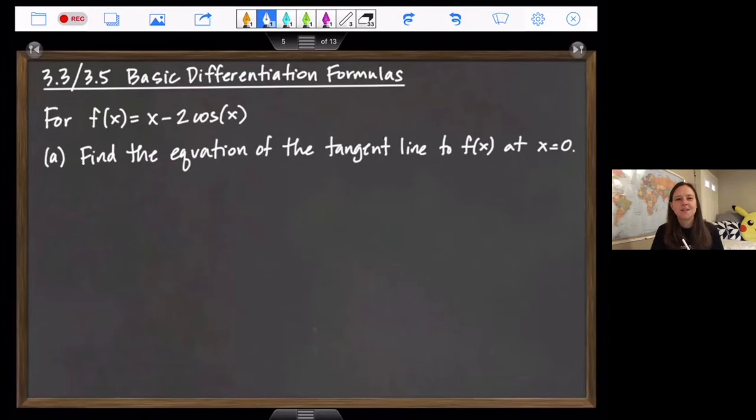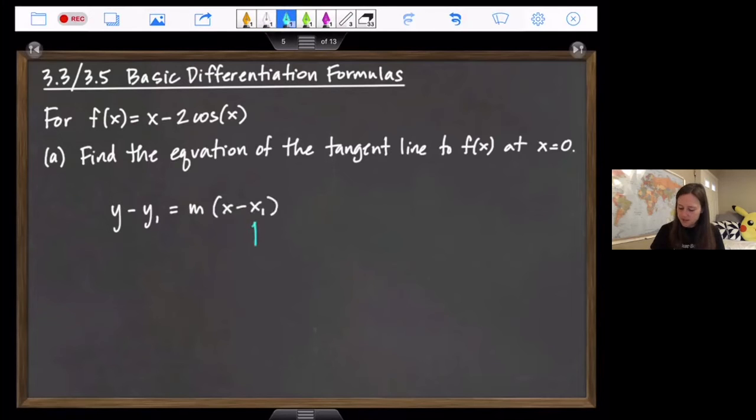Same question we worked in the last video, find the equation of a tangent line to f of x. This time f of x has a trig function in it, so we'll use our new trig derivative rules. And we're just finding the equation of a tangent line, so we'll write down our point slope form of a line. And the process is still the same.